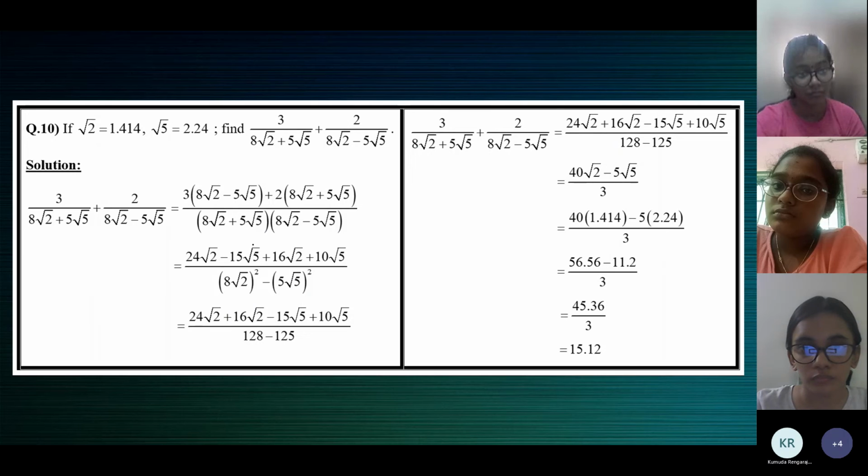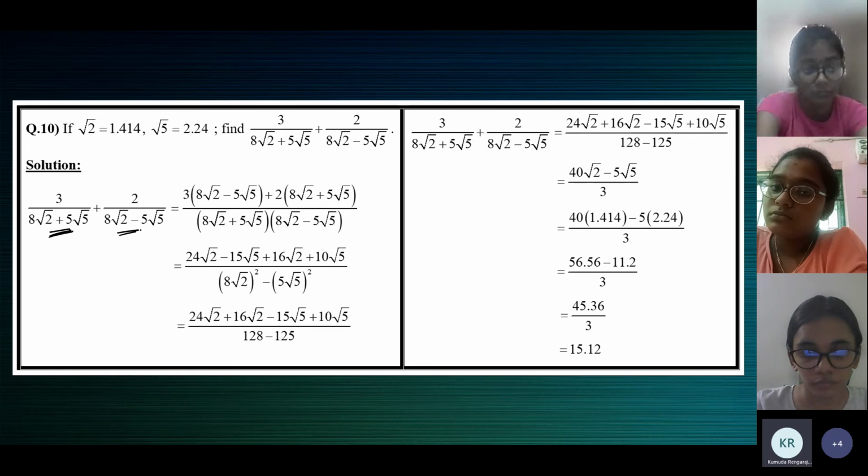So you must. This is the denominator in the first term. This is the denominator in the second term. Multiply. The product will be the LCM. The product is the LCM.